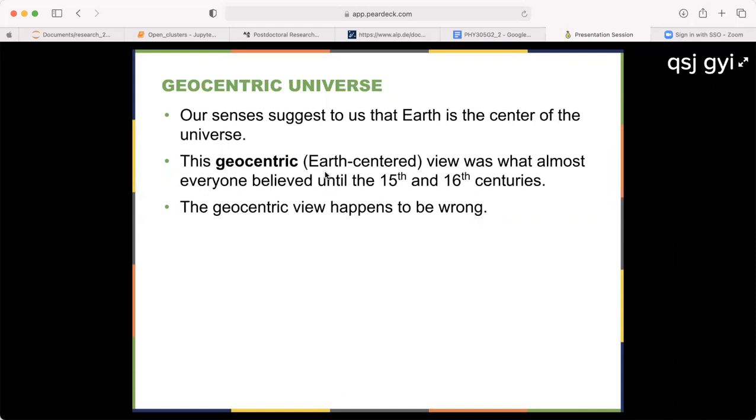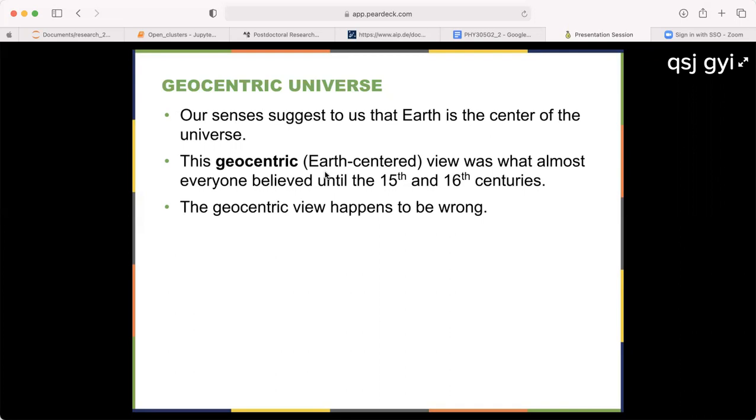Right, so this is how we normally feel, because that's how we are used to thinking, right? We always think that we are at the center. That same thing applies here. So we normally think that Earth may be at the center of the universe, right?